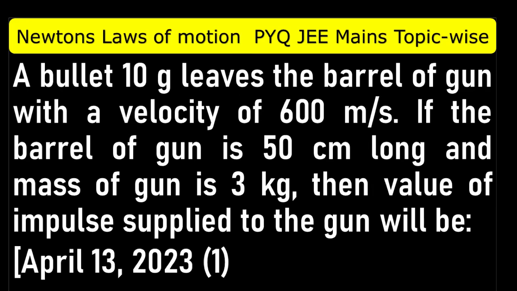A bullet of 10 gram leaves the barrel of a gun with a velocity of 600 meter per second. If the barrel of the gun is 50 centimeter long and the mass of the gun is 3 kilogram, then the value of impulse supplied to the gun will be.